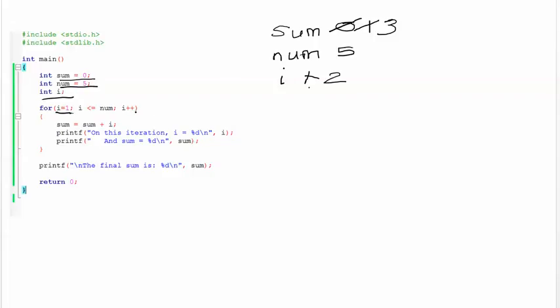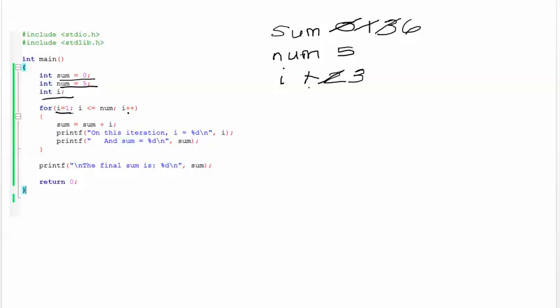We'd then come and do the increment, right, because we're at the end of our loop, so we'll increment I equals I plus 1, so now I is 3. We check, is 3 less than or equal to 5? It is, so we'll come in and we'll do another iteration of our loop. Sum equals sum plus I. Sum is 3, I is 3, so we'll add 3 to 3 and we'll get 6. We would print on this iteration I equals 3 and sum is equal to 6.